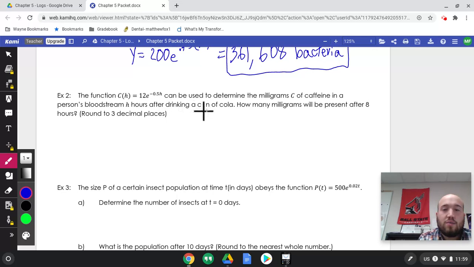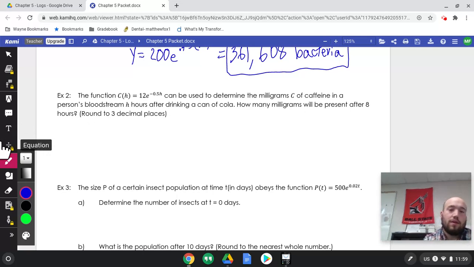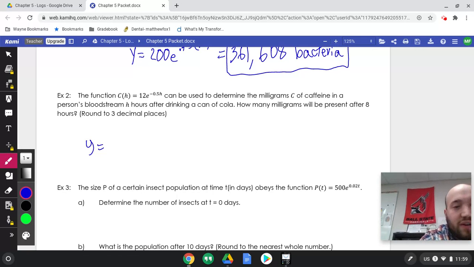So it can be used to determine the milligrams C of caffeine in a person's bloodstream 8 hours after drinking this can of cola. How many milligrams will be present after 8 hours? Round to 3 decimal places. So if we set it up, I'm going to put y, that's our final amount, equals 12e to the negative 0.5 times 8, because 8 hours.